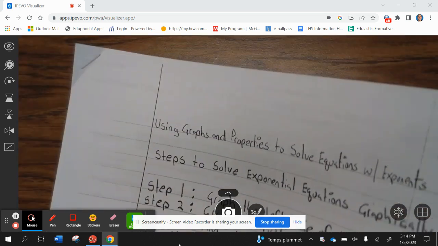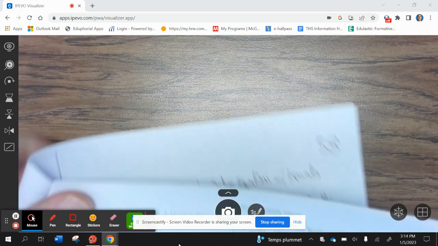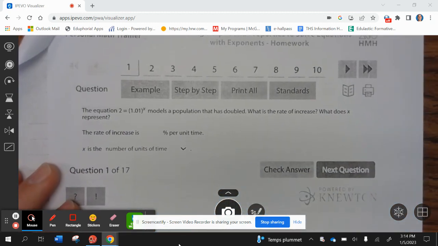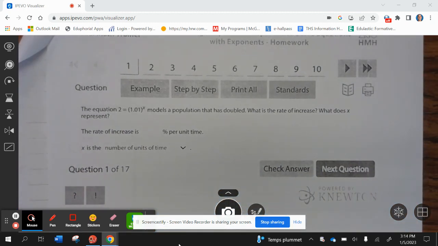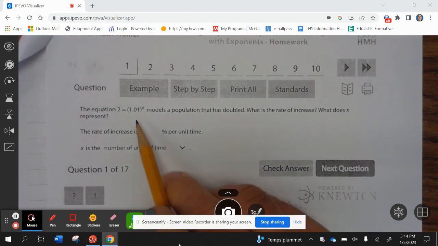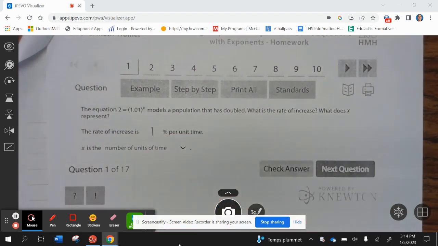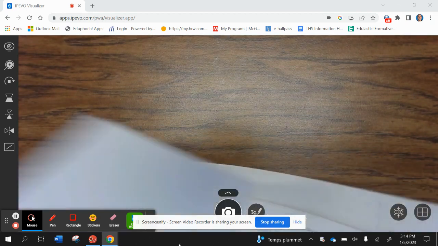All right, let's take a look at the first example. The equation 2 equals 1.01 to the x power models a population that has doubled. What is the rate of increase? What does x represent? The rate of increase is 1%. x is a number of units of time. All right, let's take a look at the next example.